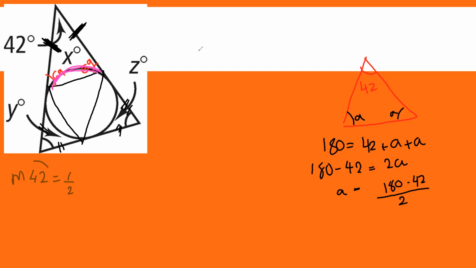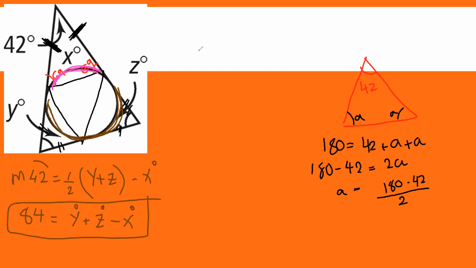So where's the major arc here? The major arc will be y plus z, minus the minor arc, which is x. So 42 will be half of y plus z minus x. If you multiply both sides by 2, 84 will be y plus z minus x. This equation here, I have it: y plus z minus x is 84.